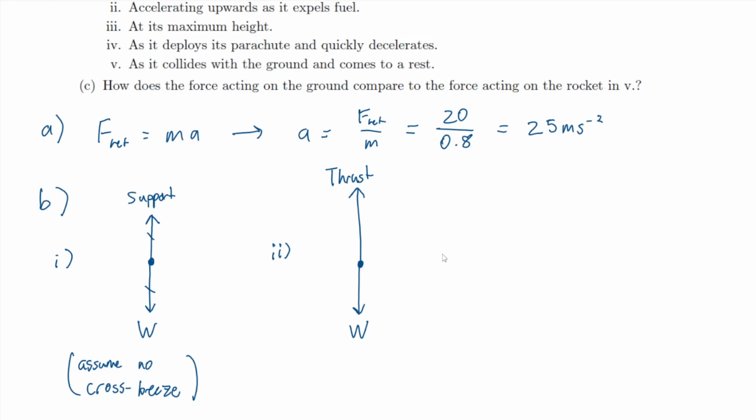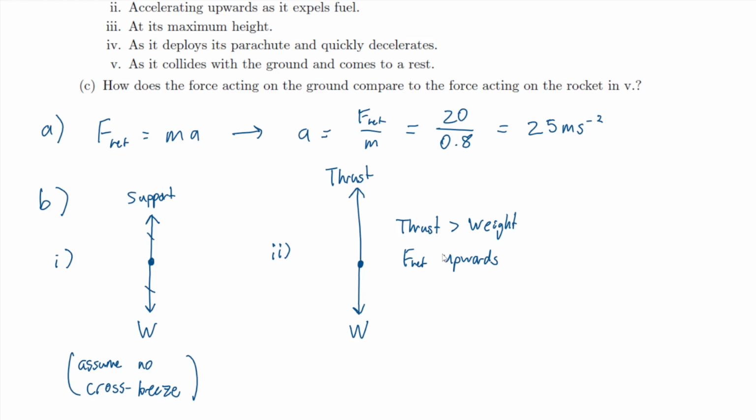Now again, any horizontal forces? No. And if your diagram's not super clear, you can always write next to it thrust greater than weight. Or you could write the net force upwards. Right? Just to show that you know that the forces are not balanced and that the net force is up because it's accelerating upwards.